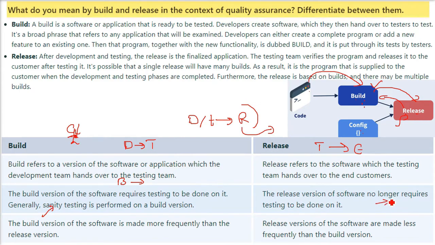Release is the release version of the software. They don't require any testing. The build version of a software is made more frequently than the release version. The release version, because it is going to be released to the user of the software, is made less frequently than the build version because this is only delivered to the user and it cannot be made every day. You cannot deliver software every day to the user.